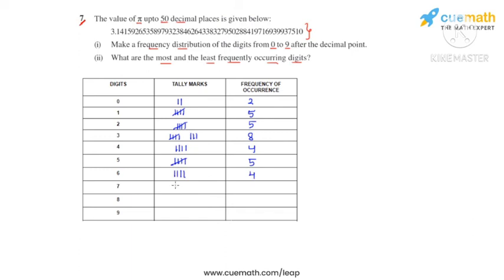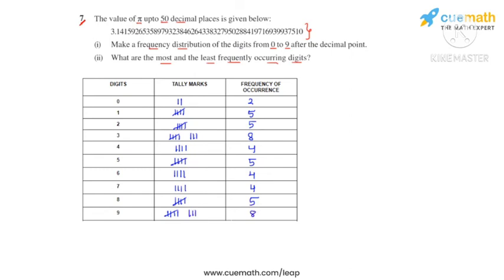Digit 7 is occurring 4 times. So its frequency is 4. Digit 8 is occurring 5 times. So we write its tally mark and its frequency as 5. And finally, digit 9 is occurring 8 times. So we write its tally marks and its frequency as 8.